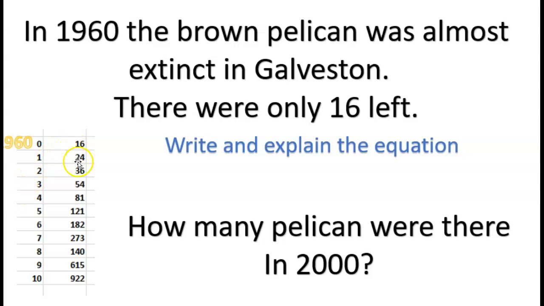So, what is the increase? What is my multiplier to go to the next number? How do you find the multiplier? Pick a number and divide by the number that's in front of it. What's my multiplier here? Anybody got a multiplier for me? Pick any number and divide by the number in front of it. Did you get a 1.5?